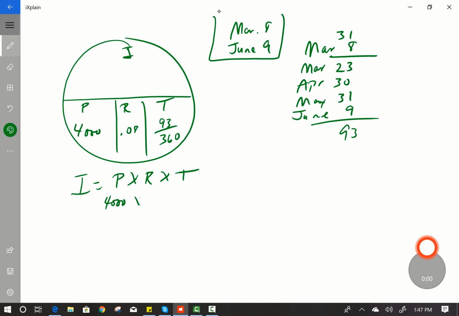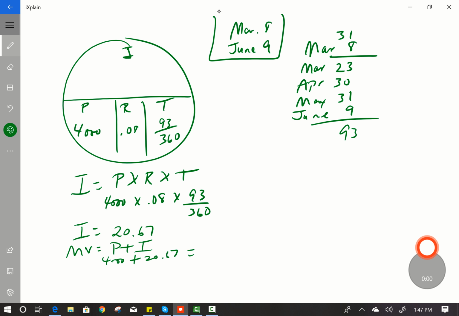That's 4,000 times 0.08 times 93 over 360. That's going to give me interest of $20.67. Maturity value is equal to principal plus interest. So that's 4,000 plus $20.67, and that equals $4,020.67.